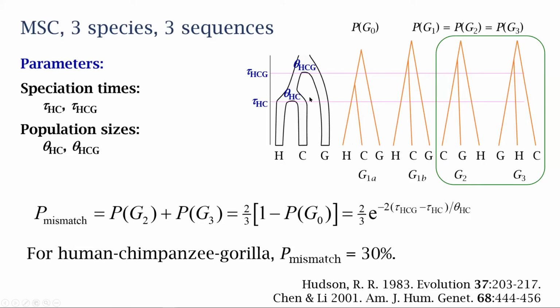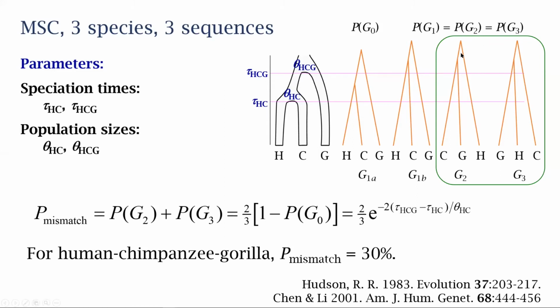Otherwise, all the three sequences will go into the common ancestor HCG, and then the two coalescent events will happen at random. So then those three possible trees here will just be equally probable. So in a way, we have four gene trees, but these two are different from the species tree. They have different topology, and these two have the same topology. So the so-called mismatch probability is the sum of the last two. And that's basically the probability that there's no coalescent in this interval.